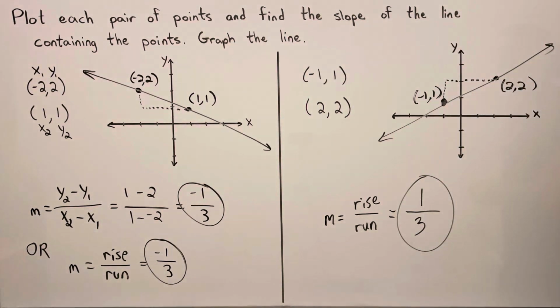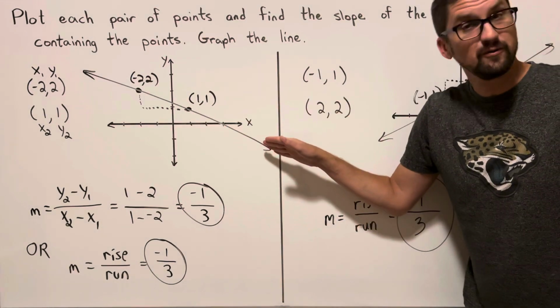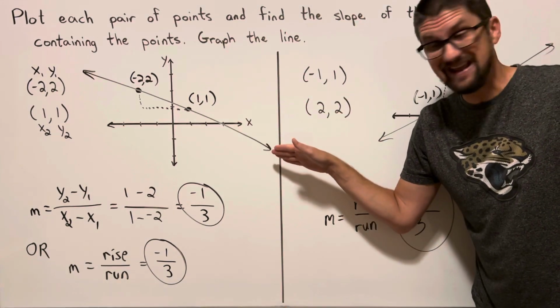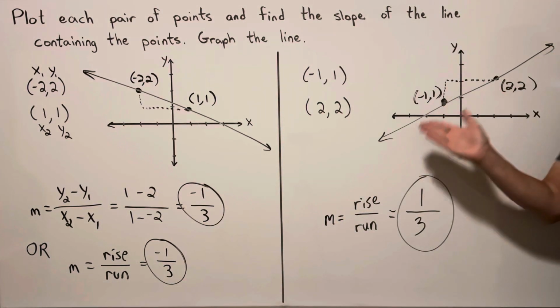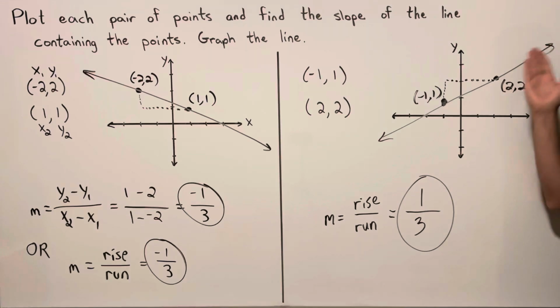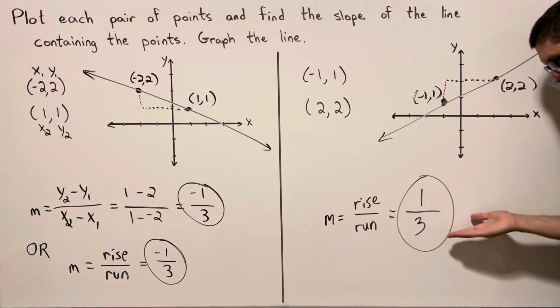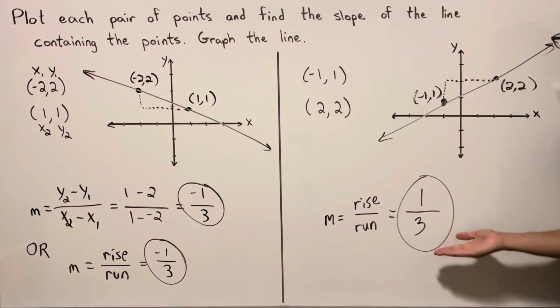Also notice if the line is going down from left to right, the slope is going to be negative. And it came out negative on the first one. If the line is going up, rises from left to right, then the slope is going to be positive, which it came out to +1/3. There you go.